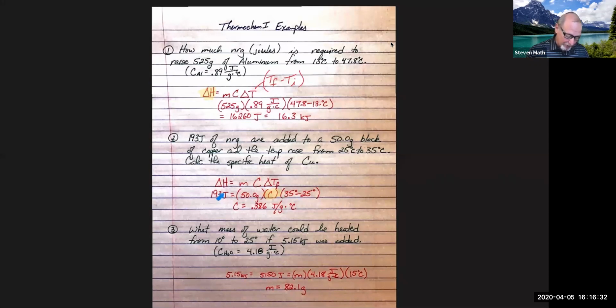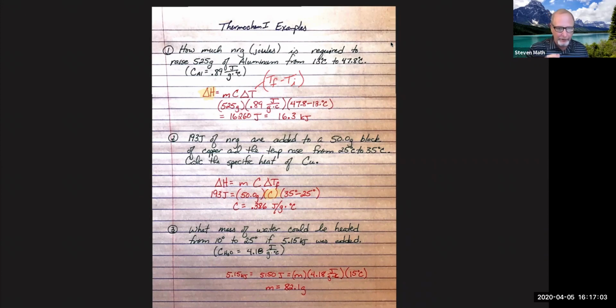If I just punch this in, a lot of you are going to use your calculator's solver, and that's fine with me. If not, just take 193 divided by 50 times 10, which is 193 divided by 500, and you're going to get 0.386. Specific heats of metals are generally below 1. In the first problem, the specific heat of aluminum, 0.89, is one of the higher specific heats.